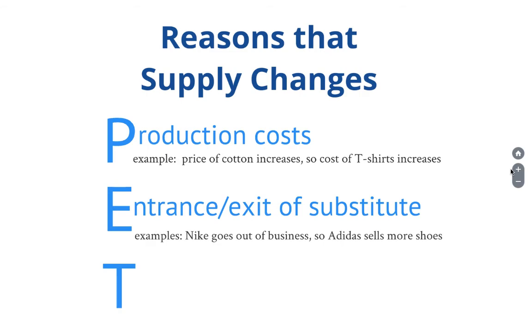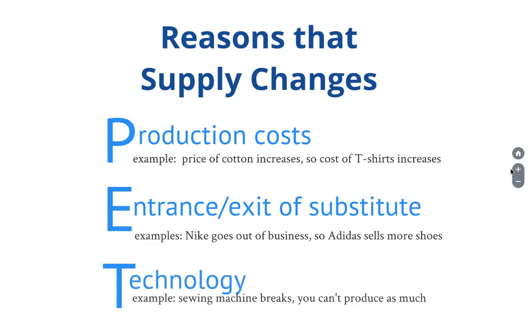Entrance, exit of a substitute. If Nike goes out of business, then Adidas is going to sell more shoes. So that's just how it works because the Nike would not be available, so people have to buy your Adidas. Technology. Let's say I can make more of something than you, then I'm going to produce more, which means my supply is going to go up.